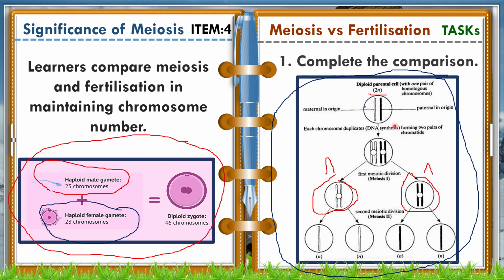If you look at this cell here, it has 2. Now when you look at these cells, each one has 1, meaning that they are half of this cell. So these ones are haploid. By the end of meiosis 1, we have already halved the number of chromosomes.